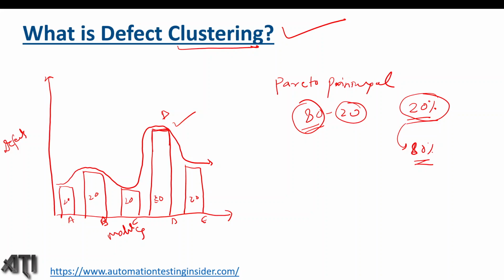Now what should we do as a tester? We should concentrate more on this particular module, and write more test cases using different scenarios for this module. But we should not forget the other modules at the same time, guys. We are concentrating on this module because it is more error prone, but we should also test the other modules at the same time. So this is about defect clustering.